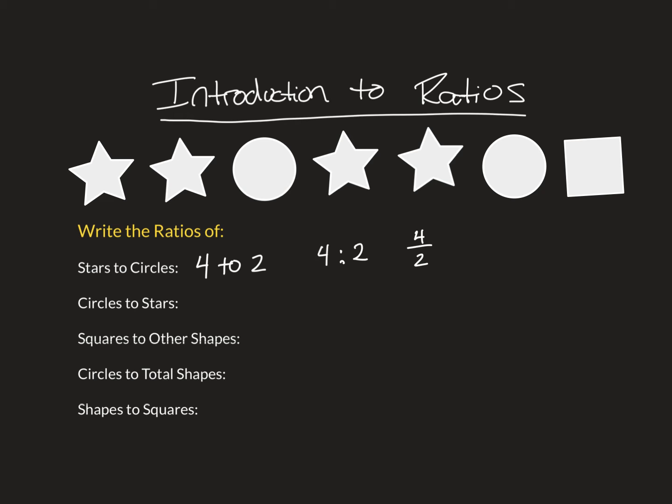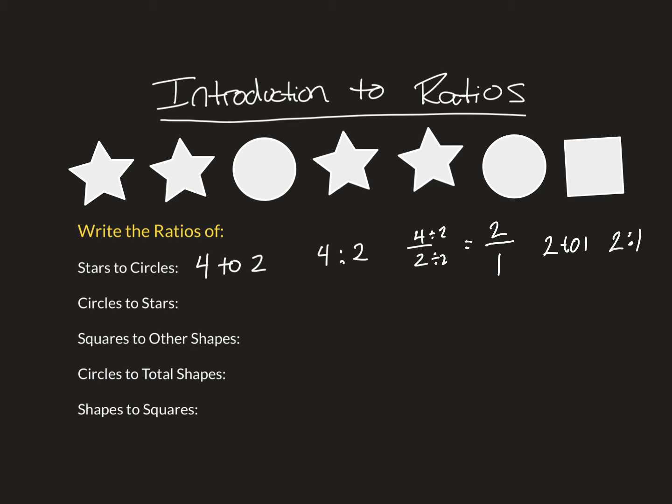I can simplify this much like I can simplify a fraction. I can divide both of these numbers by 2, and I get the ratio of 2 to 1. Since I'm not dealing with 2 to 1 as a single number, but as a ratio of two numbers, I want to leave it as 2 to 1. I don't want to simplify that down to 2. I could write this in my three different forms: 2 to 1, 2 over 1, and 2 colon 1. That just means that for every 2 stars, there's 1 circle.